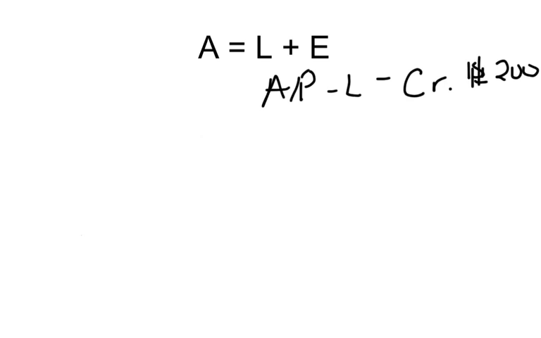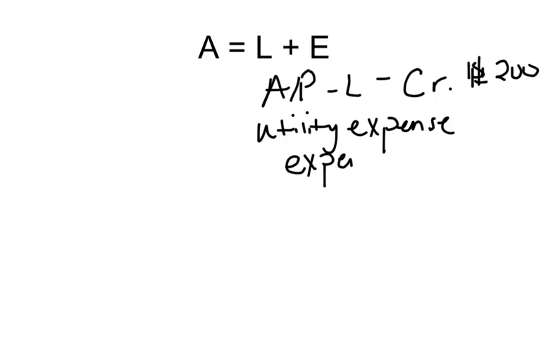And where does expense fall on this? Remember back to what I refer to as the accounting equation tree. Where are the expense accounts? Well, they go into retained earnings, which is part of equity. So this is a type of equity. So we're going to call this utility expense. And this is an expense account, which is a type of equity.